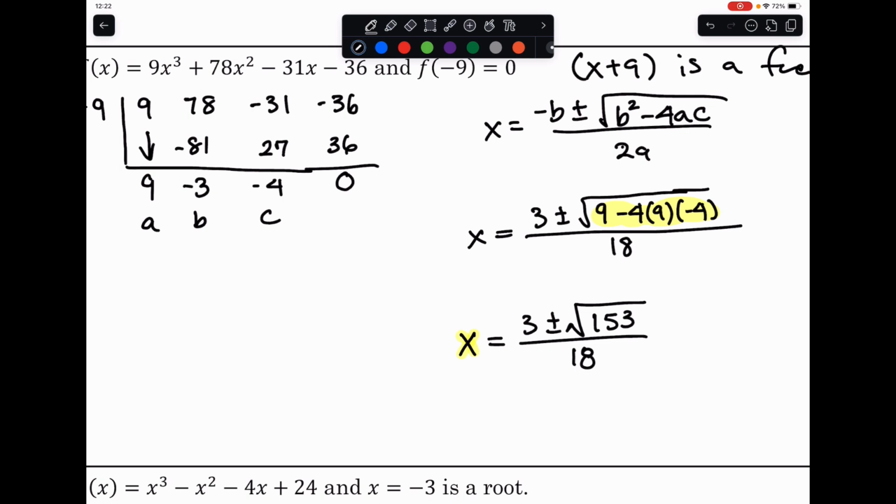And again, since the square root of 153 is an irrational value, which does not equal a whole number, we're not going to bother taking the square root of that and using the decimal value. So here are your two answers. We have the first answer, which would be 3 plus the square root of 153 divided by 18. And the other answer would be 3 minus the square root of 153 divided by 18. So there are your two remaining x-intercepts.